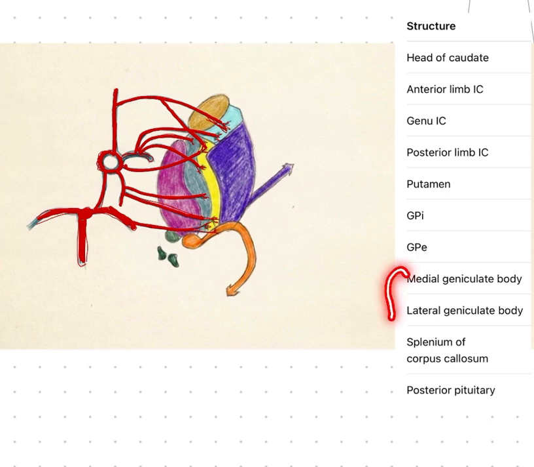And then geniculate bodies, these will get blood supply from the PCA, posterior cerebral artery. And then yeah, that's it.